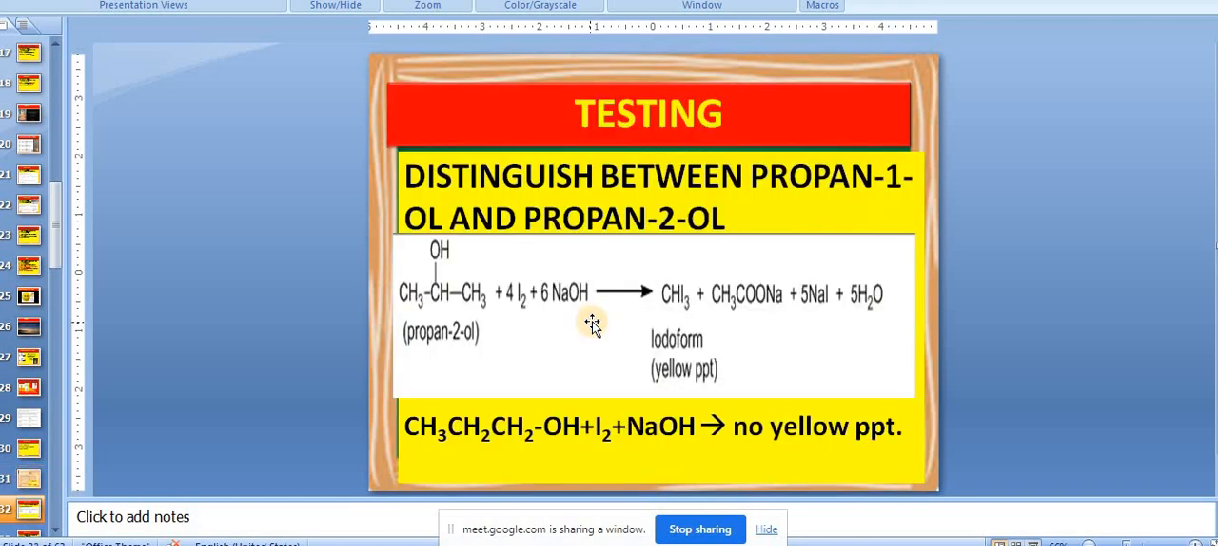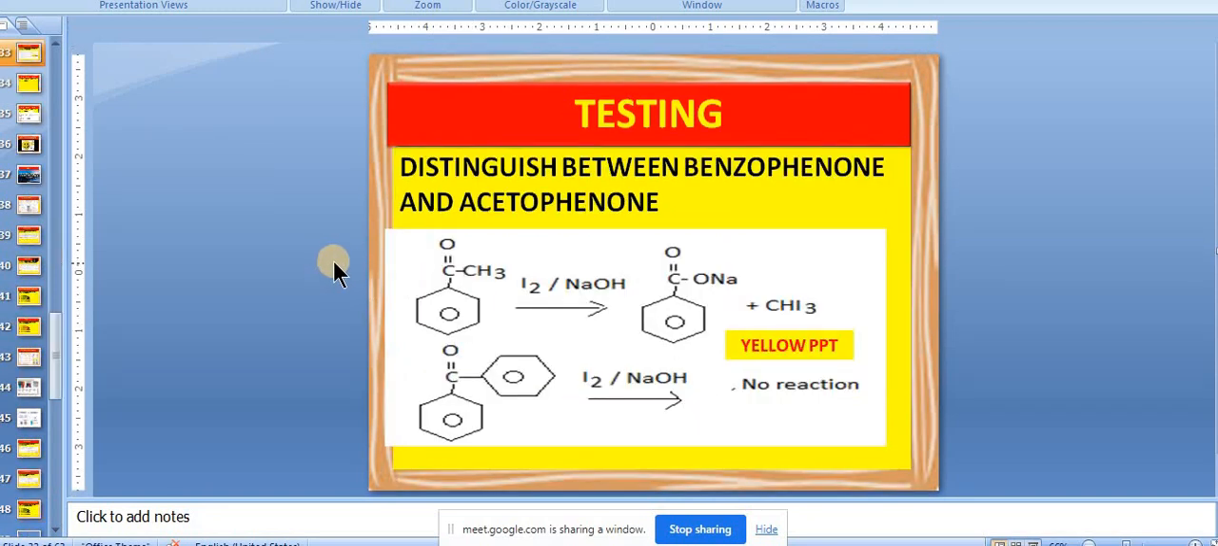So next question. Distinguish between propane 1-ol and propane 2-ol. So this question you can write propane 2-ol, iodine 46 and then reaction. So now can I ask one question from you? Apart from this test, which test can be used to distinguish between propane 1-ol and 2-ol? Lucas test as well as we can use. Lucas test also we can use. Yes, very good.